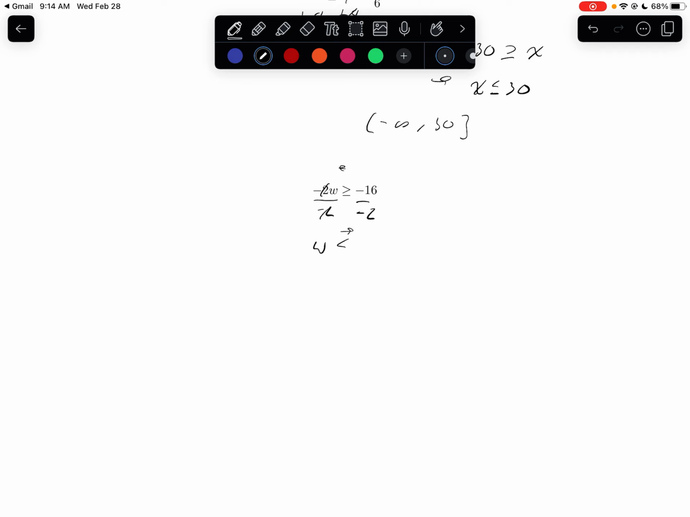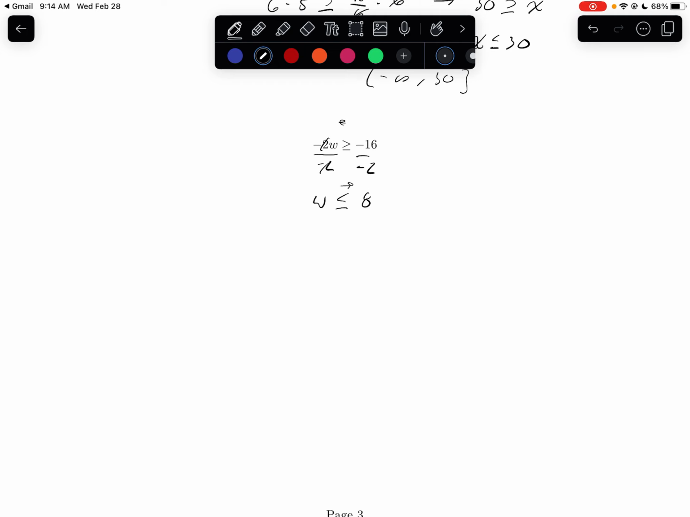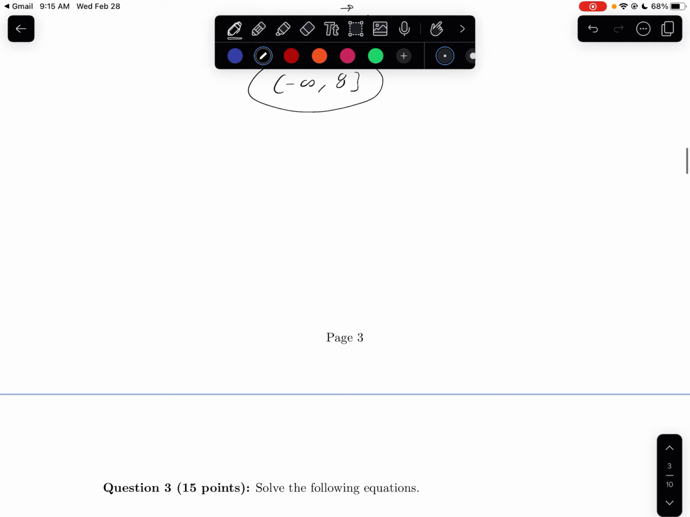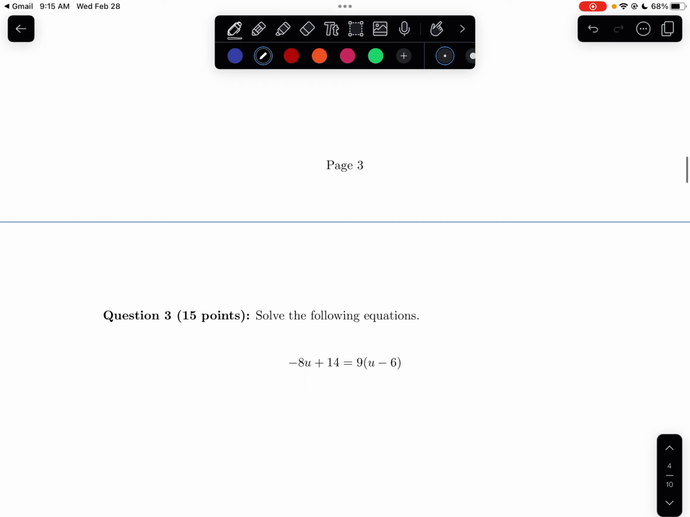So we're going to have w is less than or equal to -16 divided by -2. So the negatives will cancel, and we'll have 16 divided by 2, which is 8. So w is less than or equal to 8. So we're going to have parentheses, negative infinity, and then we want to include 8, so we'll have 8 with a bracket. Okay, so this would be the solution here.